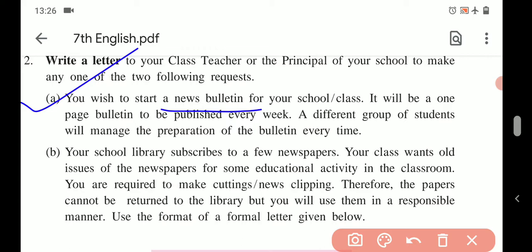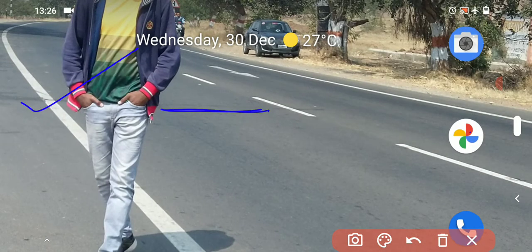A different group of students will manage the preparation of the bulletin every time. Actually, it is the project to be presented in the classroom, but later, whatever written, that can be given as a homework, or can be explained how it can be written. Here is a sample for you. Let me provide it.